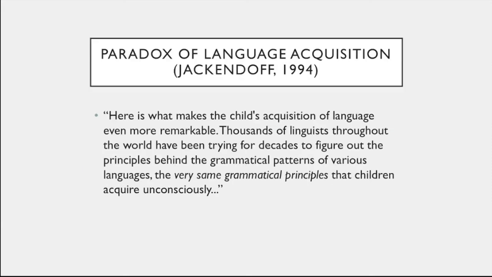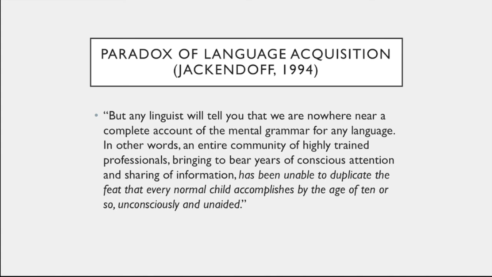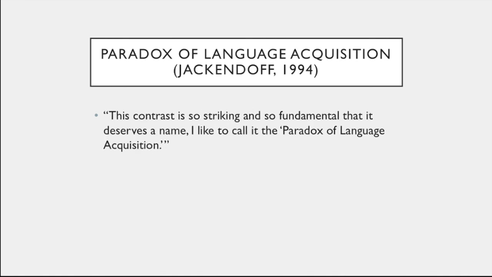Another way of formulating what is behind the poverty of stimulus argument is what Jackendoff called the paradox of language acquisition. Ray Jackendoff is an American linguist, and he says, here is what makes the child's acquisition of language even more remarkable. Thousands of linguists throughout the world have been trying for decades to figure out the principles behind the grammatical patterns of various languages, the very same grammatical principles that children acquire unconsciously. But any linguist will tell you that we are nowhere near a complete account of the mental grammar for any language. In other words, an entire community of highly trained professionals, bringing to bear years of conscious attention and sharing of information, has been unable to duplicate the feat that every normal child accomplishes by the age of 10 or so, unconsciously and unaided. The contrast is so striking and so fundamental that it deserves a name. I like to call it the paradox of language acquisition.